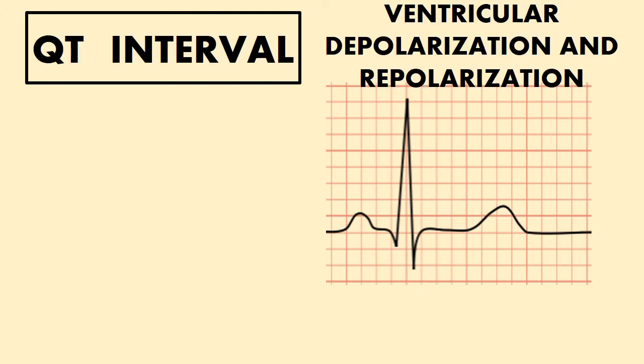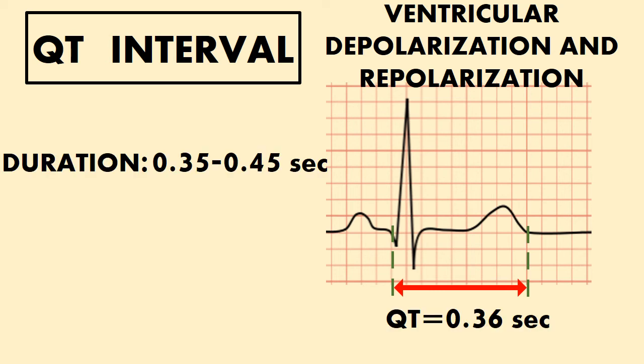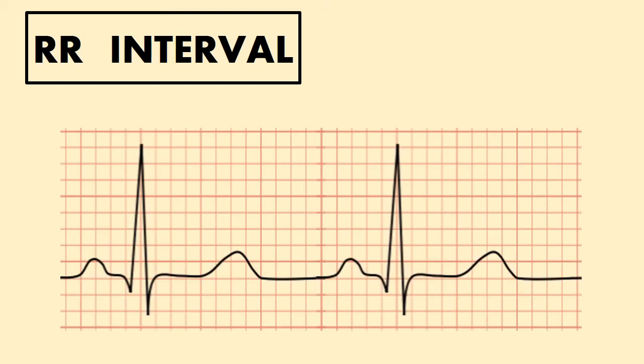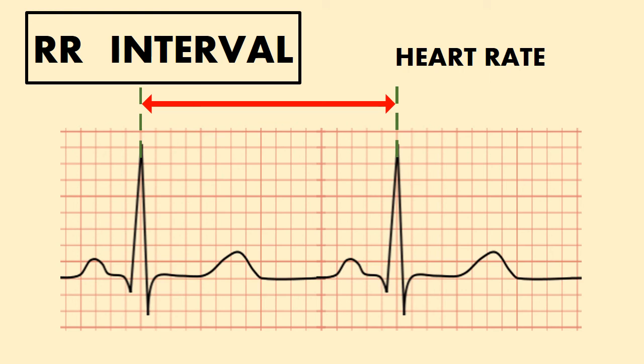QT interval corresponds to ventricular depolarization and repolarization. It extends from the beginning of the QRS complex to the end of the T wave. The duration normally ranges from 0.35 to 0.45 seconds. RR interval is the interval between successive R peaks of the QRS complexes, and it is used for heart rate calculation.